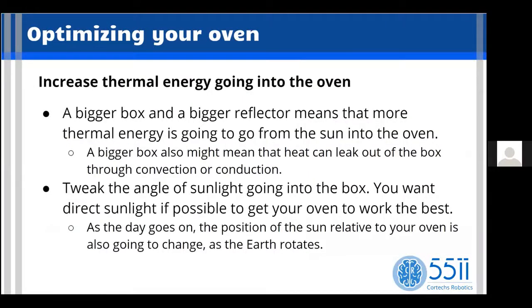To make your oven work the best, there's 2 main things that you'll have to do. First is to increase the thermal energy or heat that goes into your oven. Having a bigger box or reflector is going to help you. Bigger box or reflector means more surface area that the sun can enter your oven through. However, you also have to be careful with this.